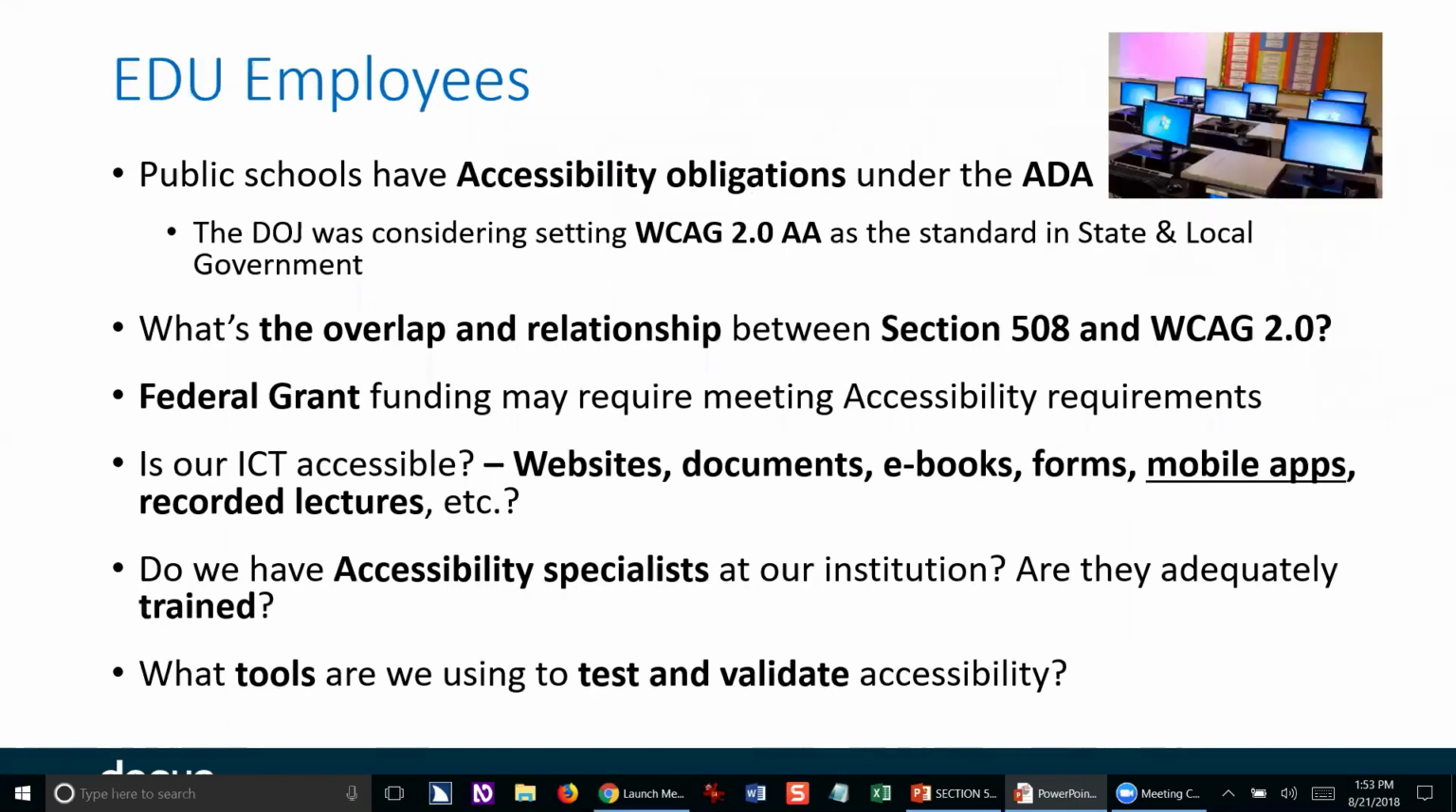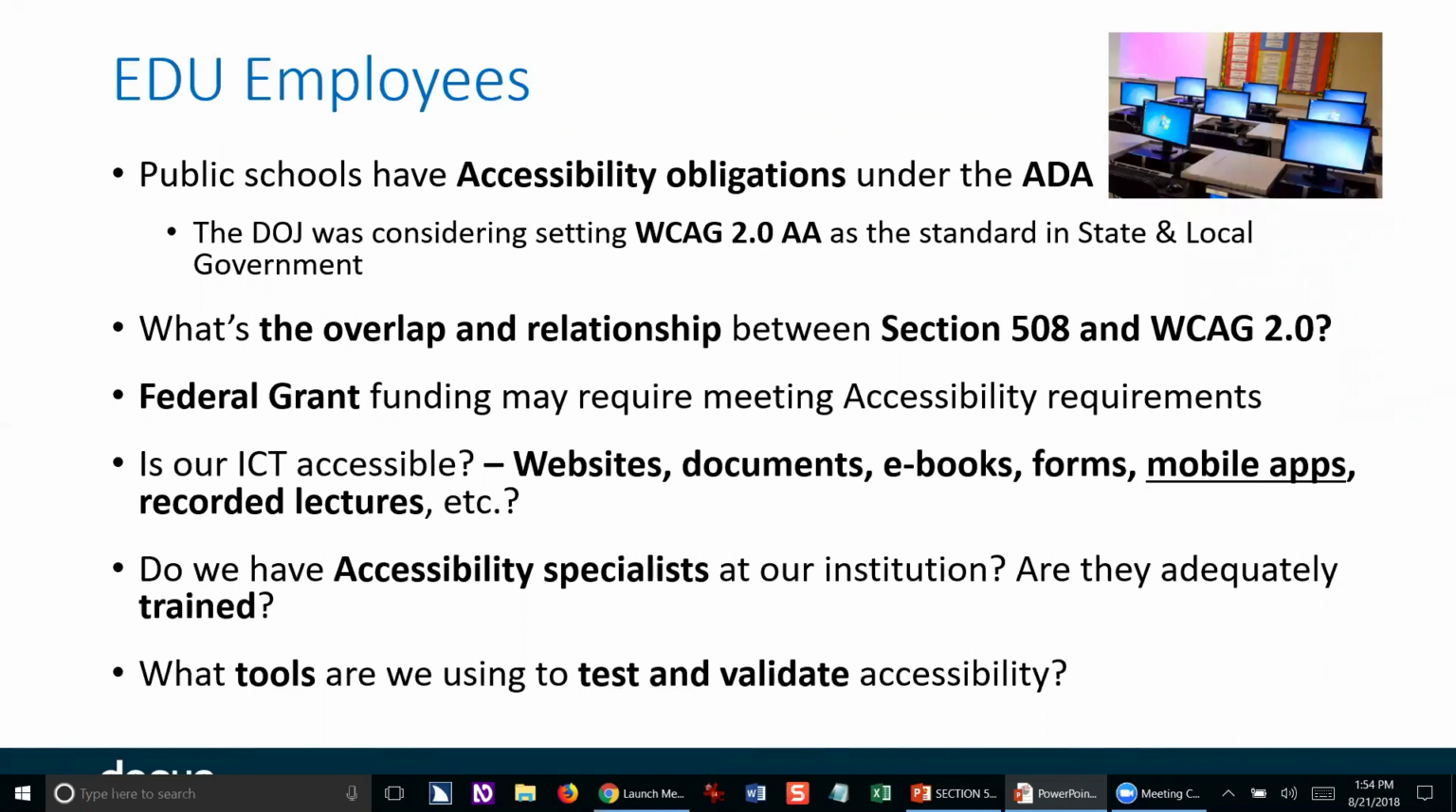Okay, now moving on to EDU employees. You probably know already that public schools have accessibility requirements under the ADA. Here's an important note. Last year, the DOJ was considering setting WCAG 2.0 level AA as the standard in state and local government, which would of course affect publicly funded schools. But unfortunately, this initiative has been halted. However, it really illustrates that there is a drive to align institutions with global standards, so WCAG could in fact be incorporated in the future.